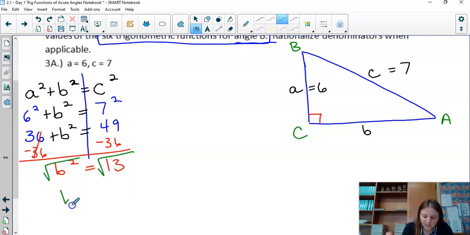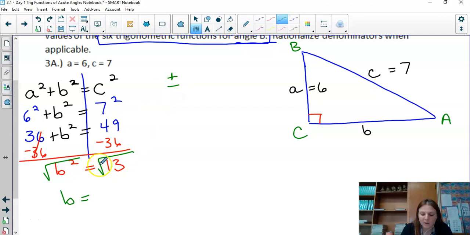Now, technically, when you take a square root and you're working with an equation, you get both positive and negative. Don't write this down, but I just want to show you. If you get a positive square root of 13 or a negative square root of 13, you have to consider that this is a length of a side. So a side will never have a negative length. It has to have some sort of a positive measure to be considered a length of something.